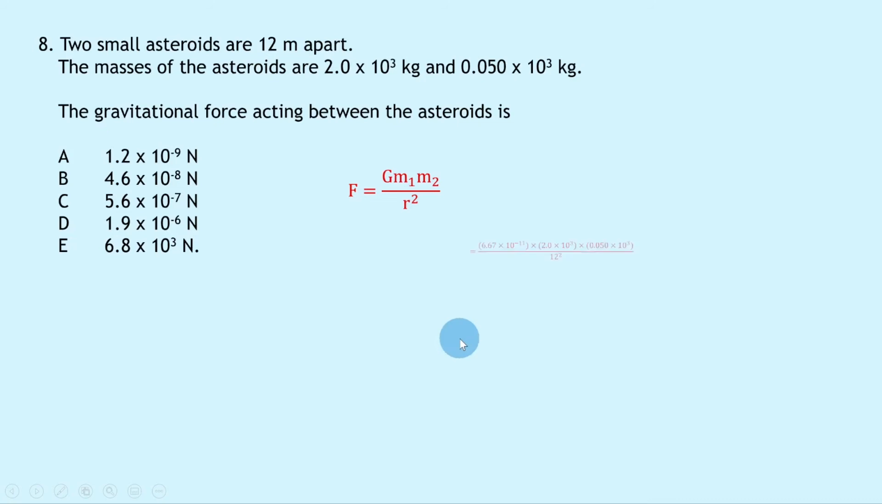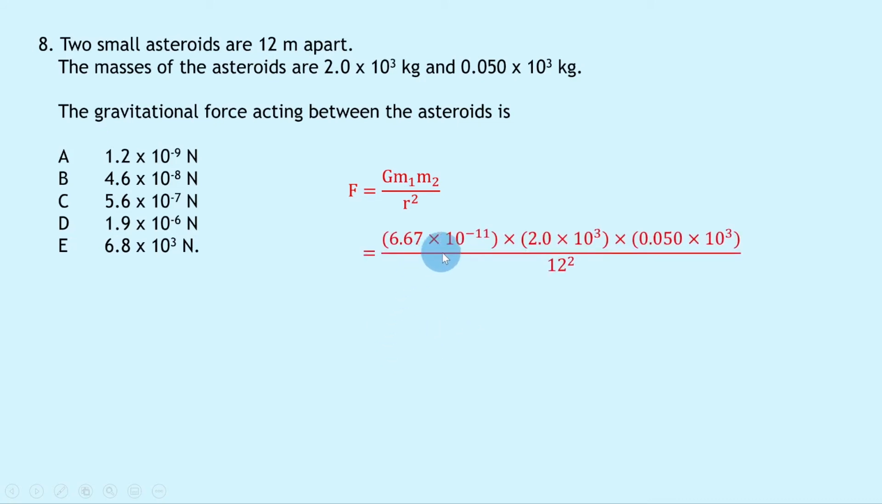So let's sub in the numbers here. So we have 6.67 times 10 to the minus 11 for the universal constant of gravitation G, which you'll find on the datasheet, times 2.0 times 10 to the 3 for the first mass, times 0.05 times 10 to the 3 for the second mass, divided by 12 squared, which was the distance given. Now we can put that into our calculator, not forgetting to square the bottom term there, and you should get an answer of 4.6 times 10 to the minus 8 newtons, which is the option B in this case.